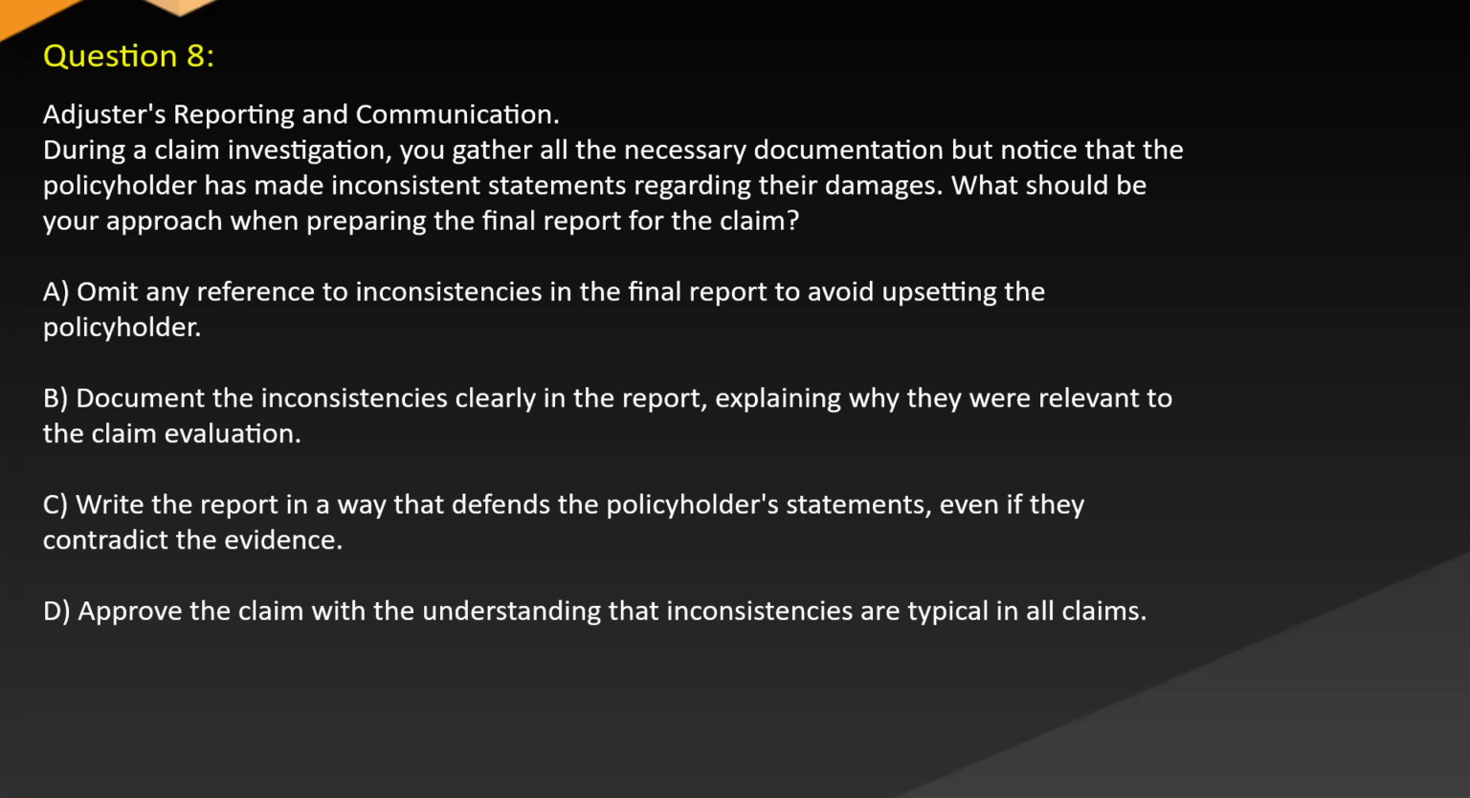Question 8. Adjusters reporting and communication. During a claim investigation, you gather all the necessary documentation, but notice that the policyholder has made inconsistent statements regarding their damages. What should be your approach when preparing the final report for the claim? A. Omit any reference to inconsistencies in the final report to avoid upsetting the policyholder. B. Document the inconsistencies clearly in the report, explaining why they were relevant to the claim evaluation. C. Write the report in a way that defends the policyholder's statements even if they contradict the evidence. D. Approve the claim with the understanding that inconsistencies are typical in all claims.